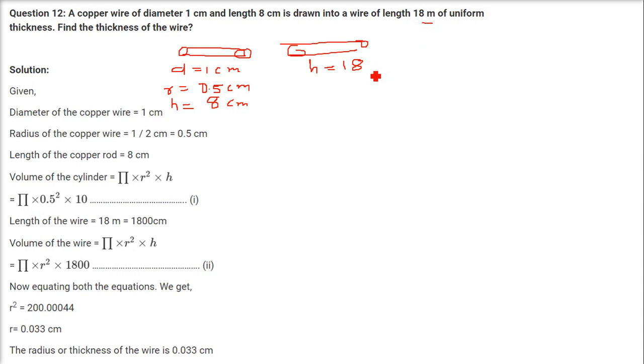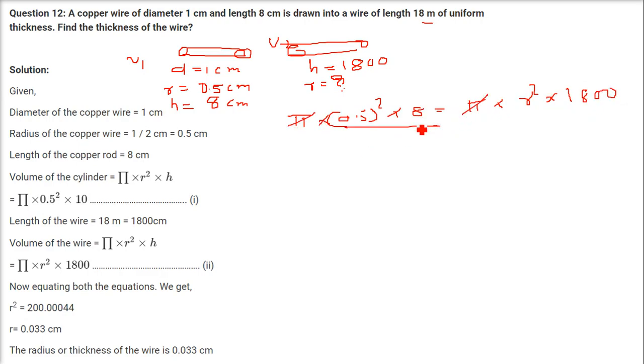So we'll convert it into centimeters. So it will be 1800. I'm multiplying it by 100. And of course the radius has to be found, because thickness is what we are interested in, thickness and radius are same for a cylindrical type of wire. So radius we have to find out, and height and r is given. Okay. Now let us equate the volume of this one and volume of second one. So pi into r square, which is 0.5 square, into h, that is 8, equal to pi, r square we don't know, and h is 1800. This will be 0.5 whole square into 8 by 1800. So when we solve it, we are going to get the r as 0.033 centimeter. This is the answer.